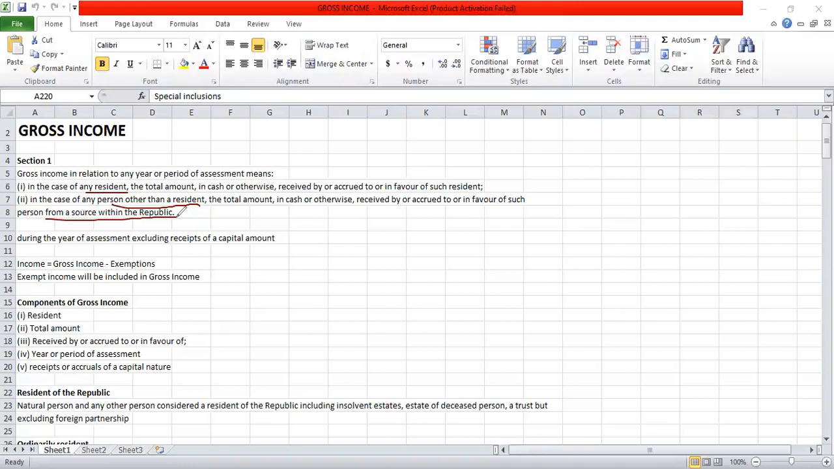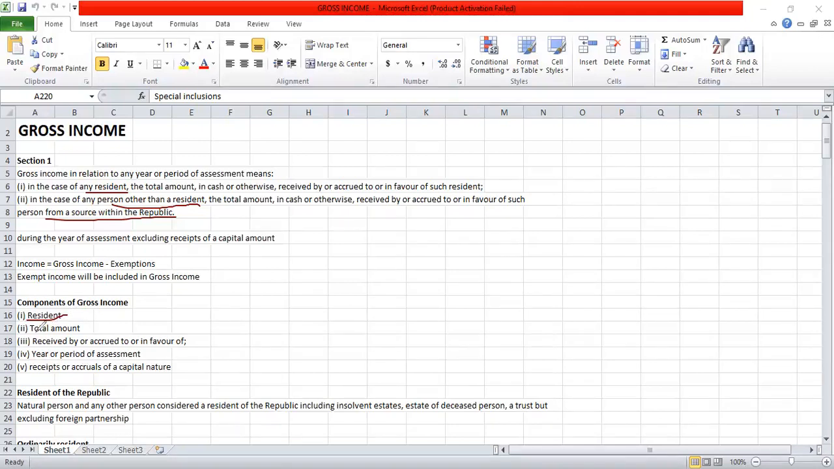Right. So now, the components that make up the gross income, there's an issue of a resident. We're not saying if you are not a resident, you don't pay. But there will be those two things: if you're a resident, all your income; if you are not a resident, only the income that you receive from South Africa.